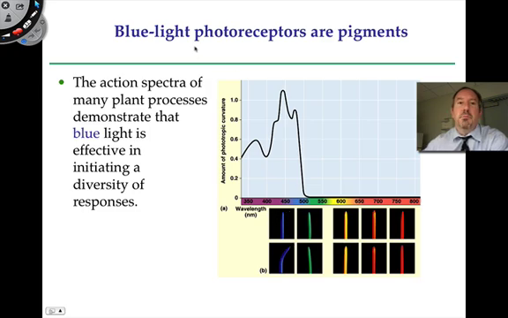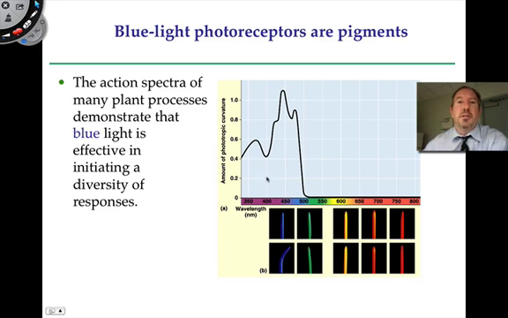So it turns out that blue light photoreceptors, a bit of a detail, but an interesting point, are what are picking up the blue light and therefore creating phototropism. You may recall that even though the light is being detected by blue light photoreceptors, ultimately it's the hormone auxin that's going to be causing phototropism.